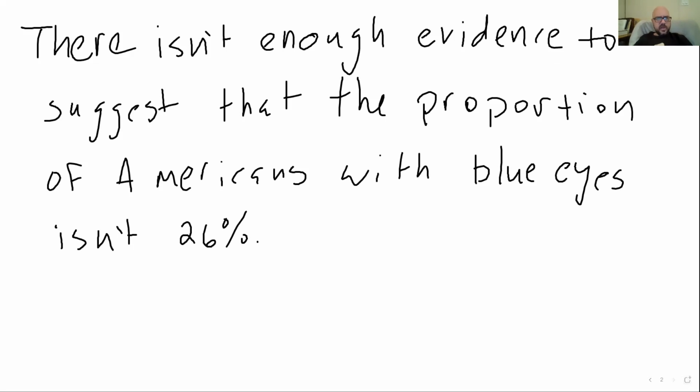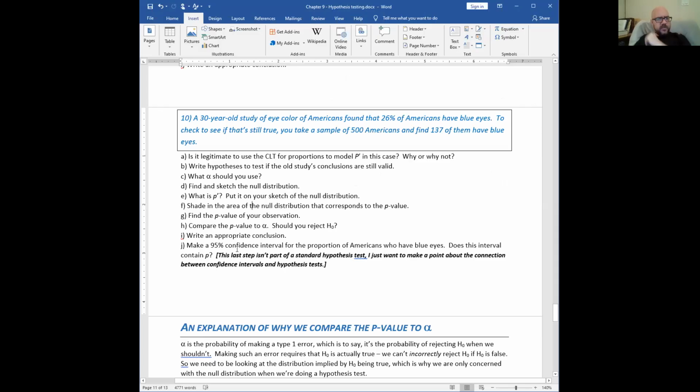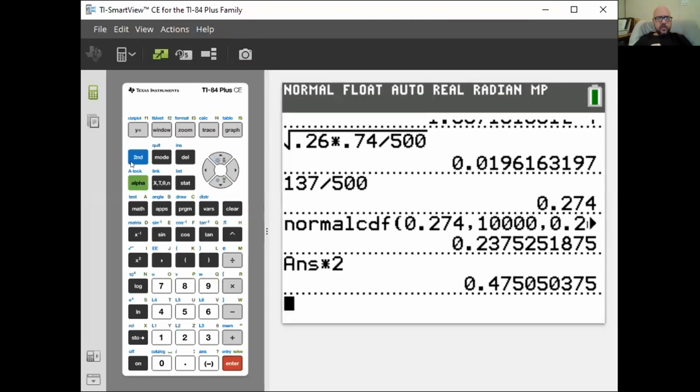Okay, was that the last part? I think there's actually one more part to that. One more part to this question. Yeah, make a 95% confidence interval for the proportion of Americans who have blue eyes. So I'm just going to jam that into one prop z interval in the calculator, because there's a point I want to make here.